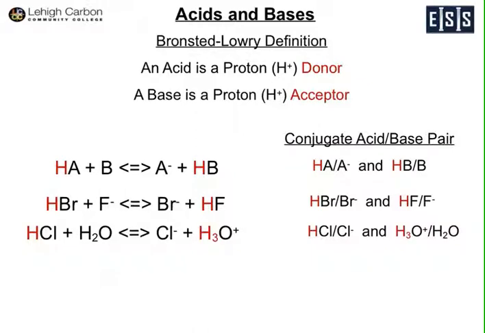Let's review acids and bases as presented in our Chem 106 course. In this course, we use the Bronsted-Lowry definition for acids and bases. Just for your information, there are two other definitions that can be used, Bronsted-Lowry being the most common and the one presented in this course. Under the Bronsted-Lowry definition, an acid is a proton donor, whereas a base is a proton acceptor.